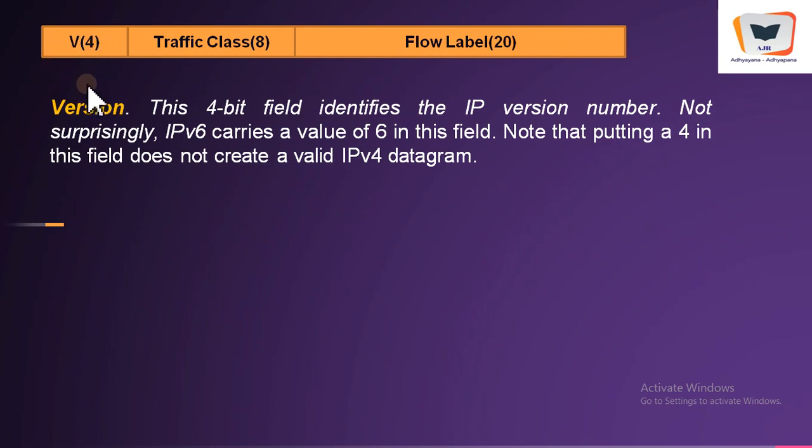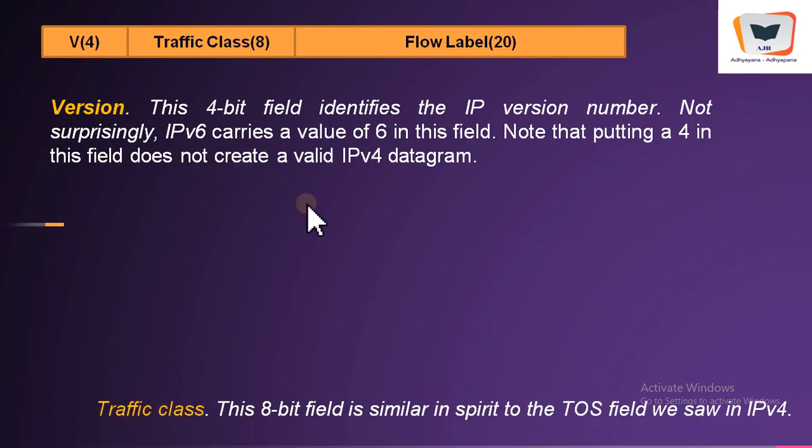IPv6 version field, which is 4 bits, is very much similar to the same field in IPv4. It indicates the IP version number. Not surprisingly, IPv6 carries a value of 6 in this field. In the earlier case, it was 4. Note that putting a 4 in this field does not create a valid IPv4 datagram.